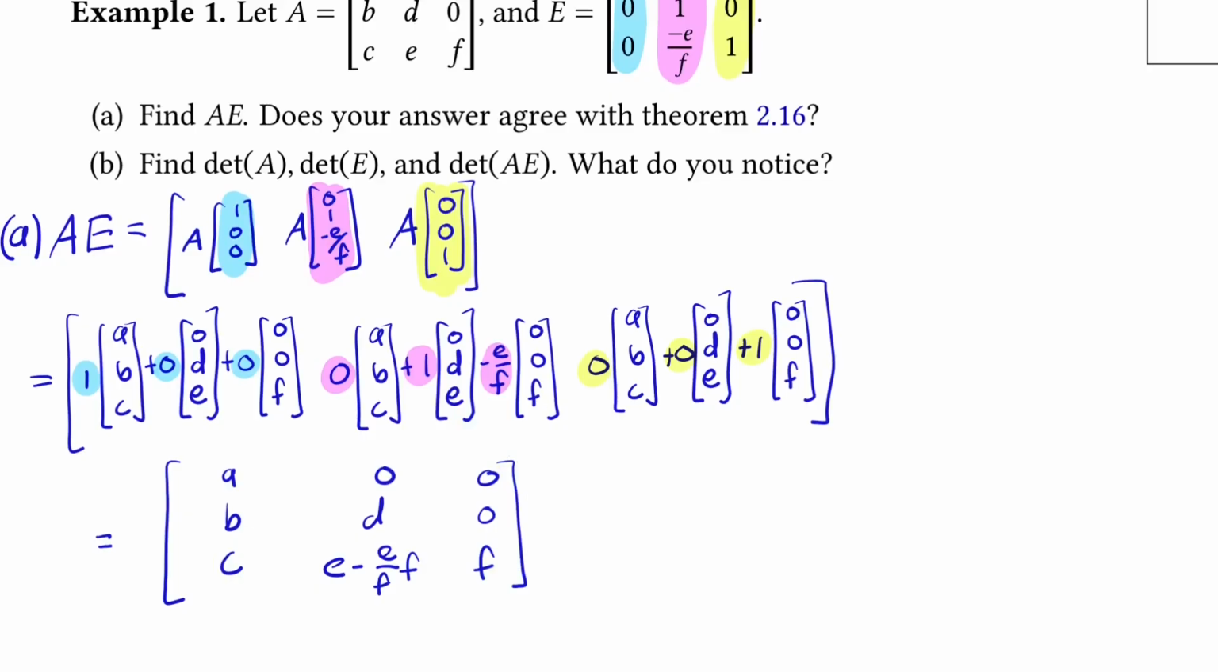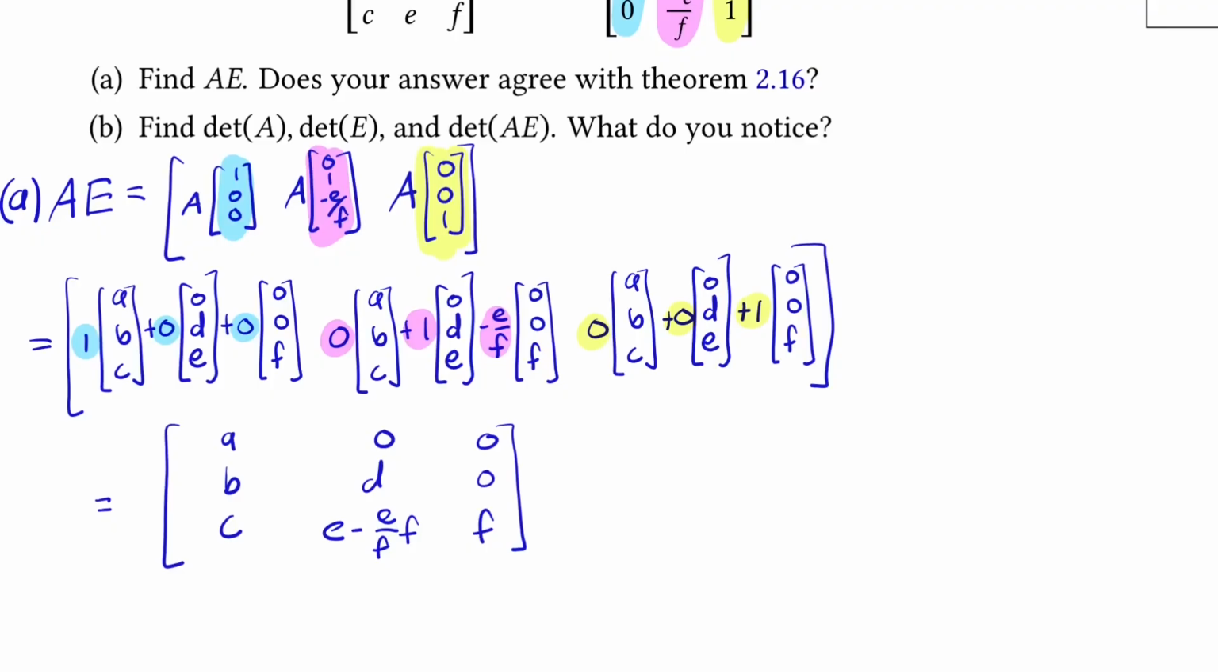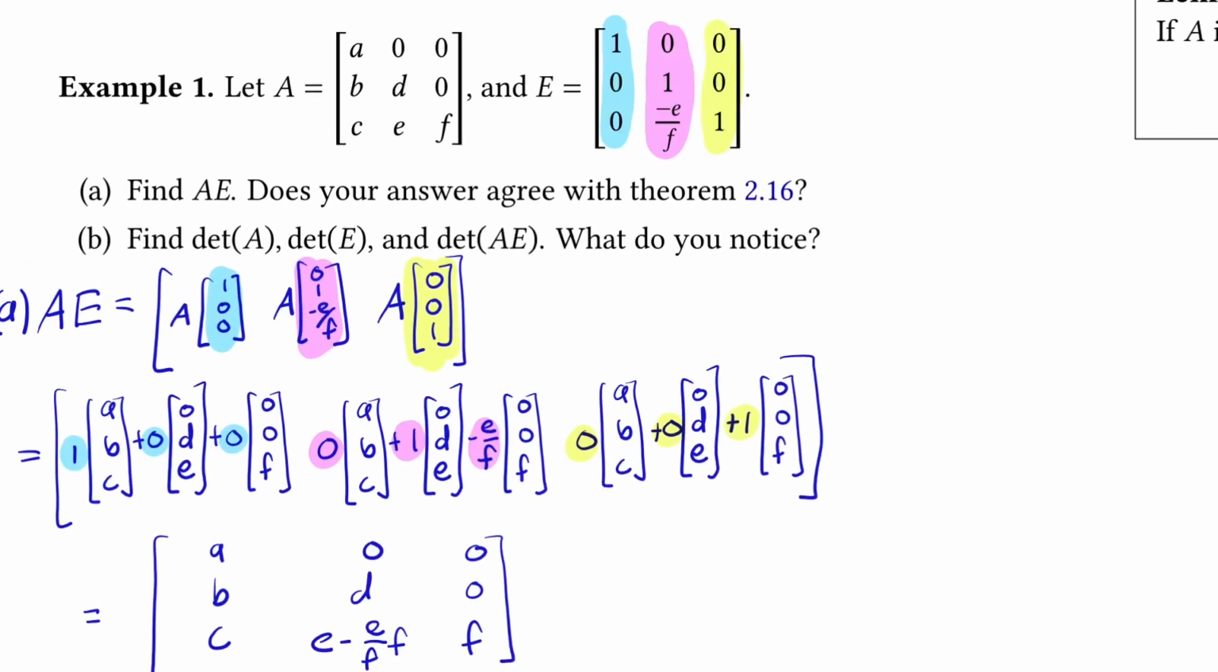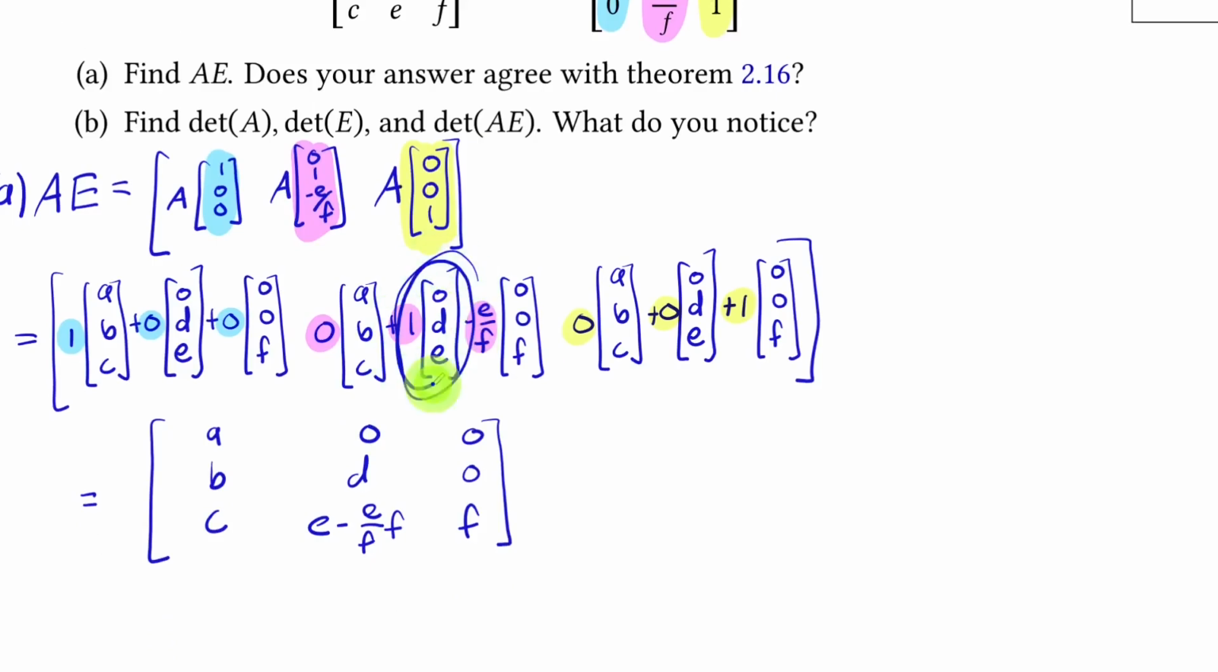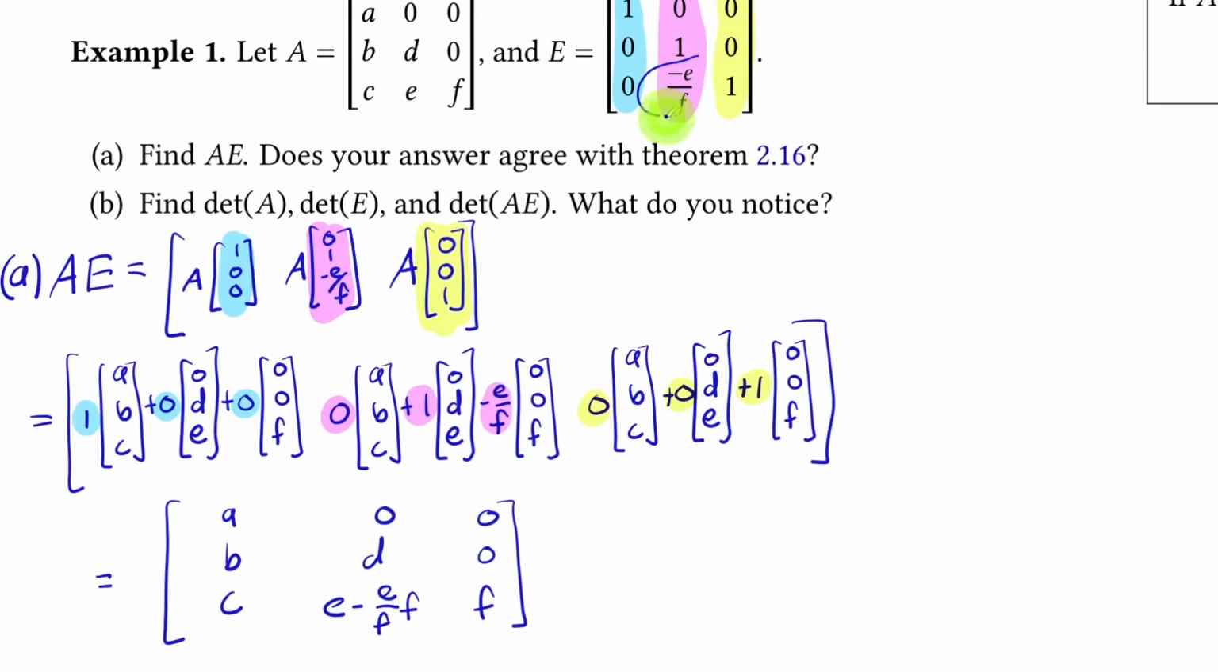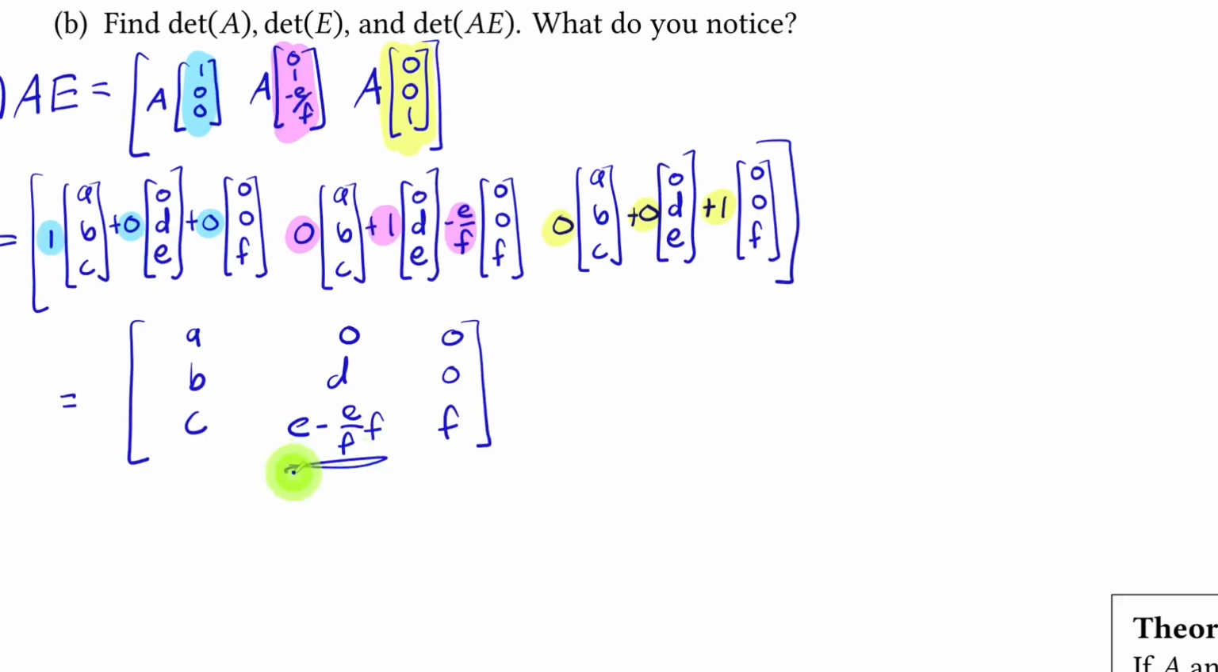But the interesting thing happens in column 2, where this 1 here means we're getting the original column 1 of A, but then we're subtracting E over F times this third column of A right here. And that gives you this minus E over F times F, which just cancels out to be 0. So this was an example of a matrix multiplication doing like a column reduction operation, sort of like turning this into something that's a little bit more like the identity matrix.